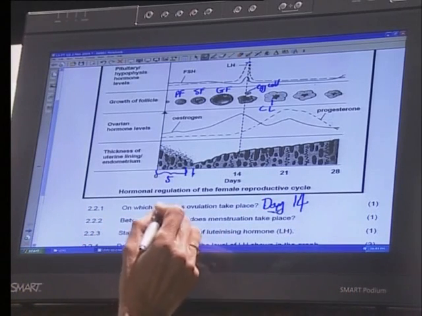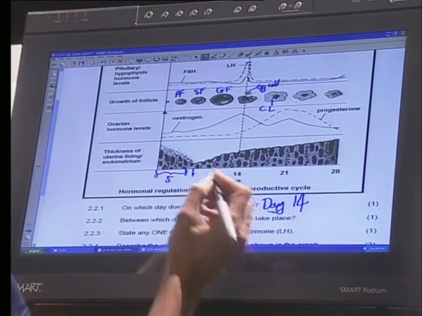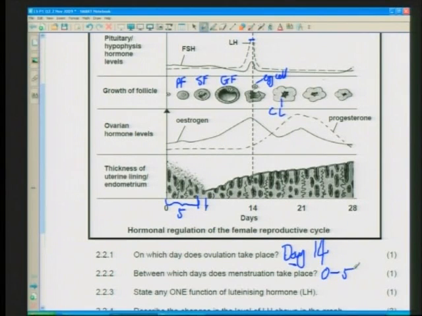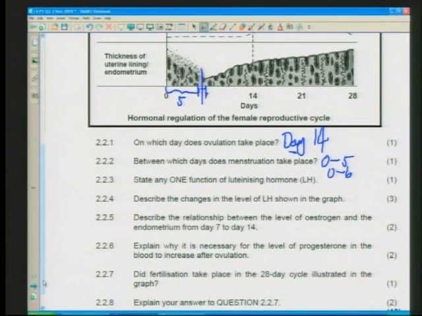All right, between which days does menstruation take place? Now, menstruation here takes place approximately day 0 to day 5. Day 7? No, why day 7? It's got to stop and then the lining starts to build again. So I would say day 0 to 5 or day 0 to 6. Okay. All right. Yes.